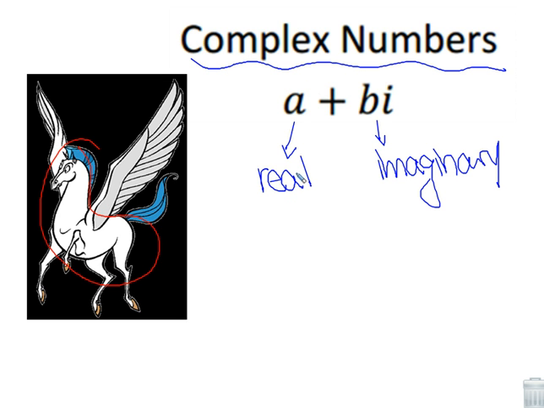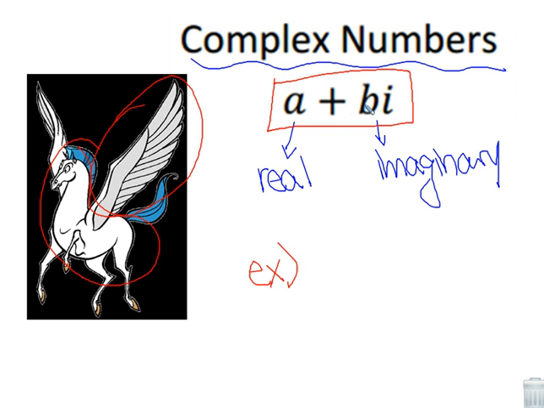Part of him is real. I circled the horse here because we have horses. Horses are real. But the imaginary part would be right here, his wing, because horses don't have wings. So Pegasus, I would consider a complex number because part of him is real and part of him is imaginary. Just like we have this complex number right here. Part of this number is real, whereas the other part is imaginary.